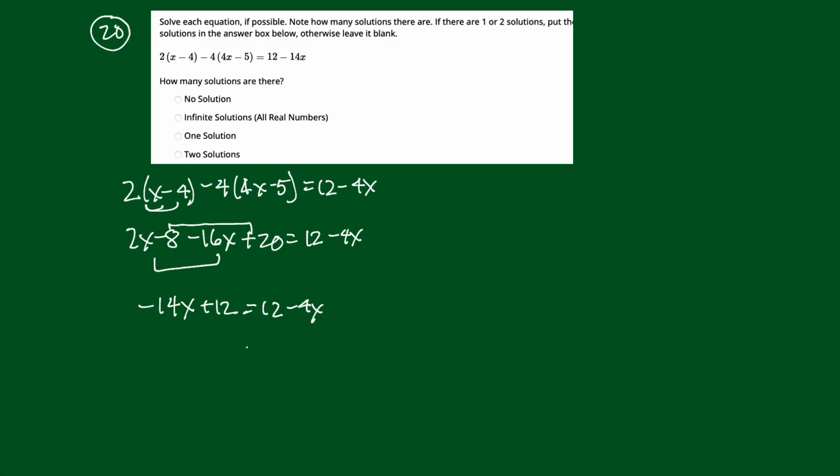So what I'm going to do here is I'm going to add 4x. So if I add 4x to the left side, negative 14 plus 4 is negative 10. So I'll get negative 10x plus 12 is equal to 12. And now negative 4x plus 4x, gone. Now, we're close. Let's get rid of that 12. So I'm going to subtract that 12. So I'll get 10x. Now, 12 minus 12 is 0.